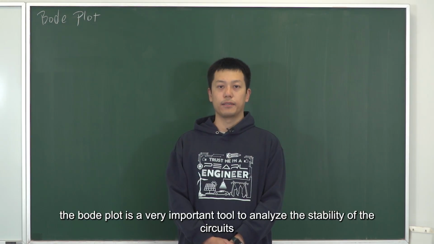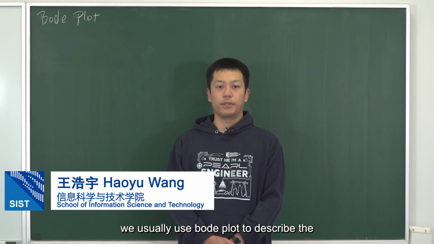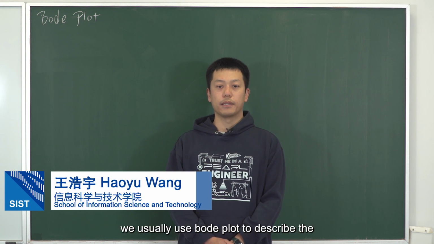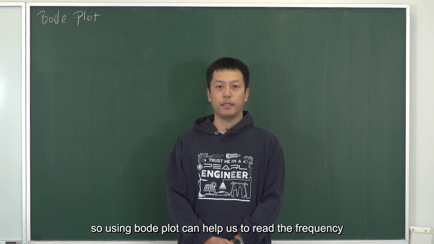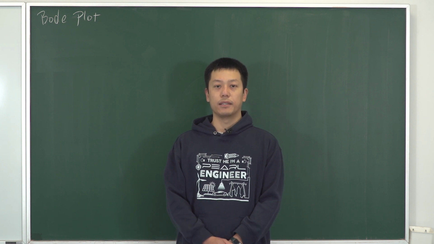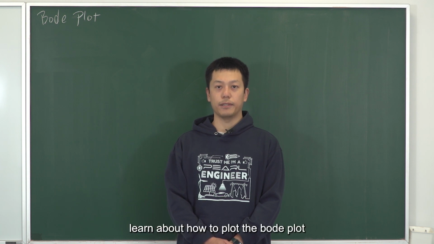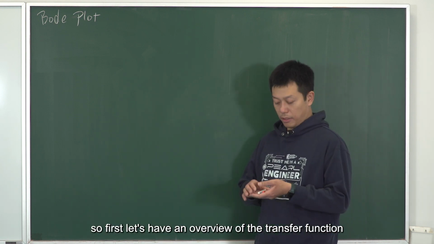In control theory, the Bode plot is a very important tool to analyze the stability of circuits. We usually use the Bode plot to describe the system transfer function's amplitude and phase features. Using a Bode plot can help us read the frequency features of the system very conveniently. In this section, we are going to learn how to plot the Bode plot. So first, let's have an overview of the transfer function.